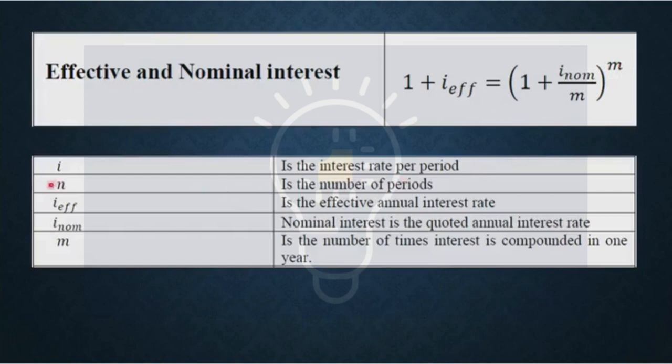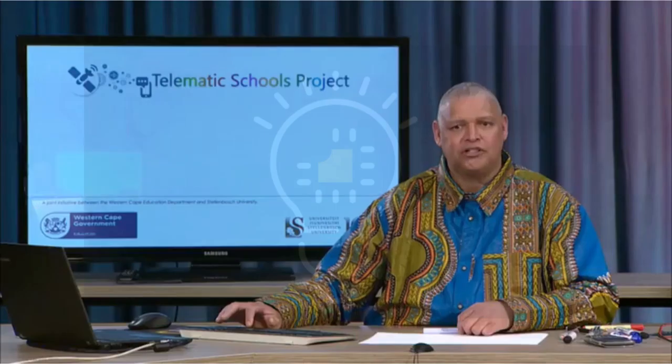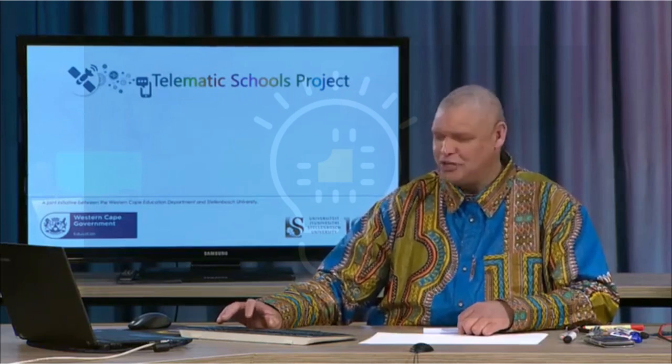Let us review. The i in that formula stands for the interest rate per period. The n stands for the number of periods. i_eff is the effective annual interest rate. There we have it right here. And the i_nom is the nominal interest rate that is quoted as an annual interest rate. And then the m is the number of times the interest rate is compounded in 1 year. So that's a grade 11 concept that can come up for examination in the grade 12 exam. Once again, that formula is not on the formula sheet, so make sure that you go through that.